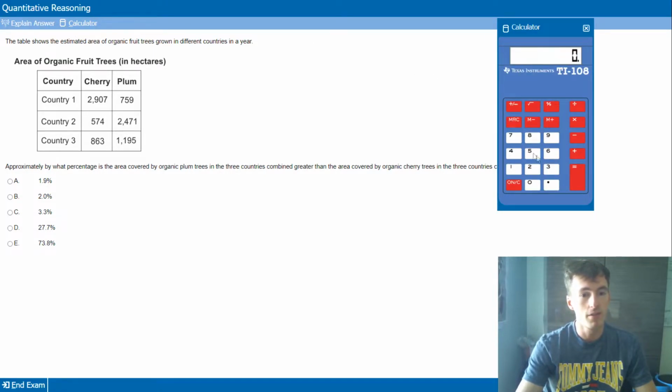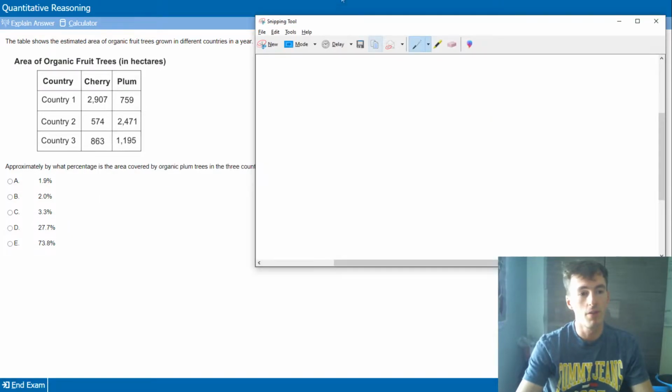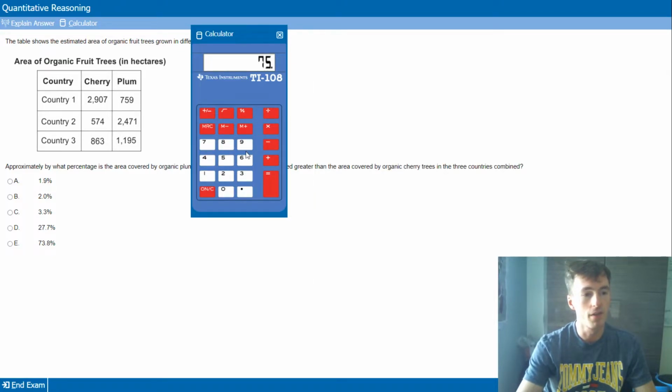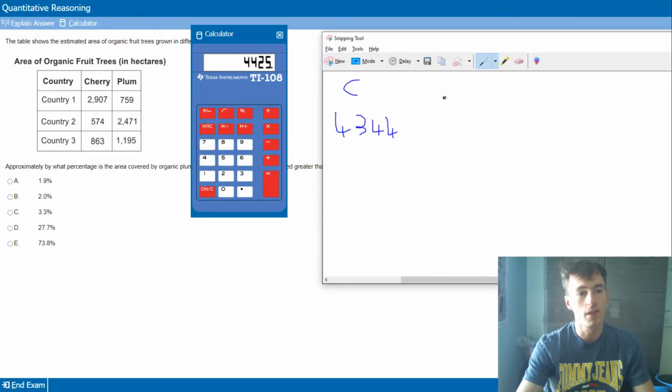So let's do the cherry trees first. 2,907 plus 574 plus 863 is 4,344. What I recommend you do is to write this number down on your piece of paper. Cherry trees, 4,344. Now we're going to do the same for plum. 759 plus 2,471 plus 1,195 gives us 4,425. So plum, 4,425.